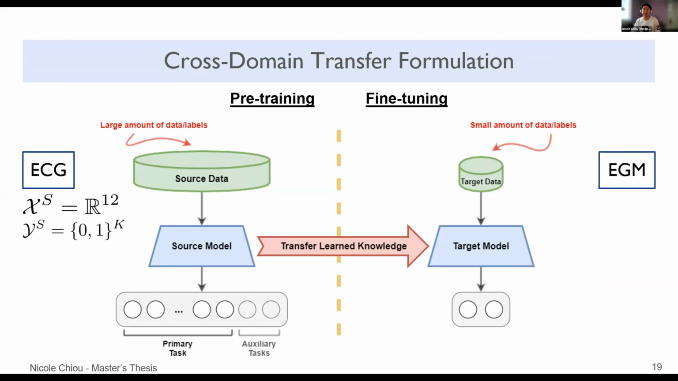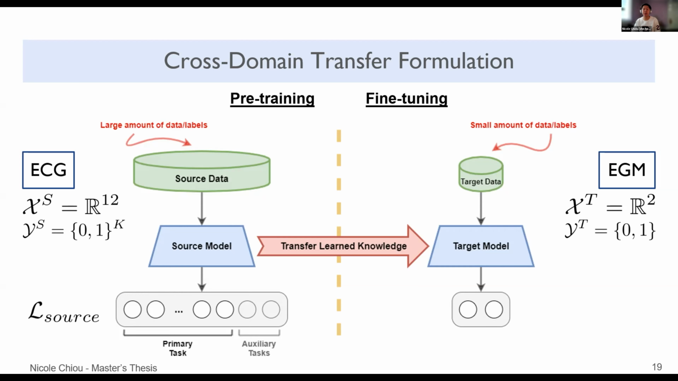The source feature space consists of 12-channel ECG signals, and the label space is equivalent to a k-hot encoding vector for the k possible ECG rhythm classes of the source domain, since the ECG classification problem is a multi-label, multi-class classification problem. The target feature and label spaces remain the same as the formulation for the parametric approach.